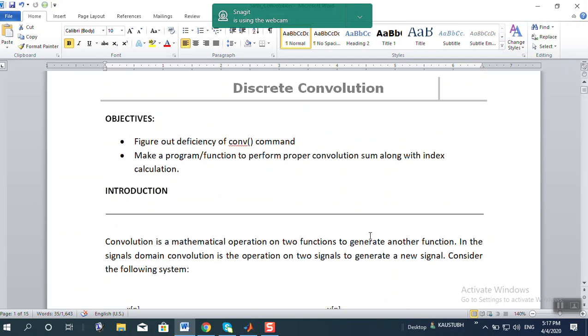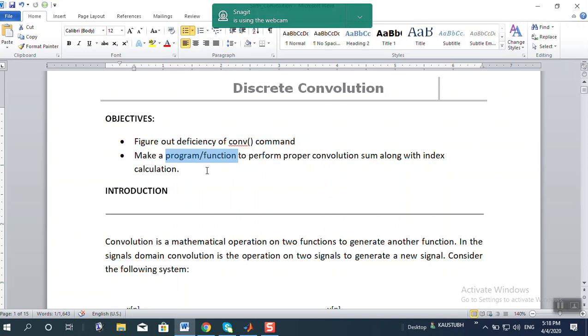So basically in this video lecture, our primary objective is to figure out the efficiency of the conv function. As you know, there is a built-in function in MATLAB for doing the convolution, which is conv. But there is some deficiency. We'll try to figure out what the deficiency is, and we'll try to make our own MATLAB user-defined function to perform the proper convolution sum along with the index calculation.